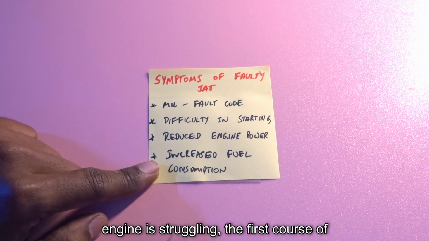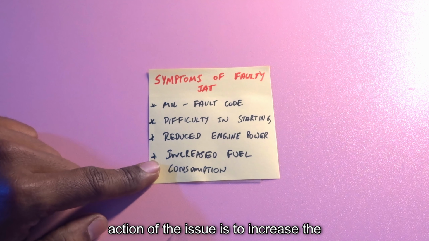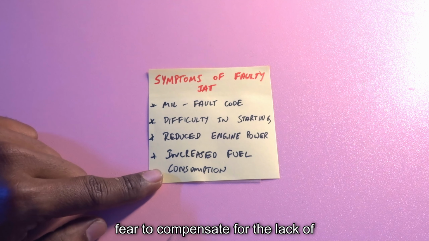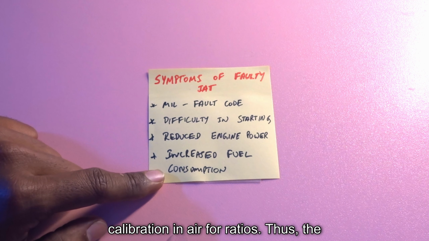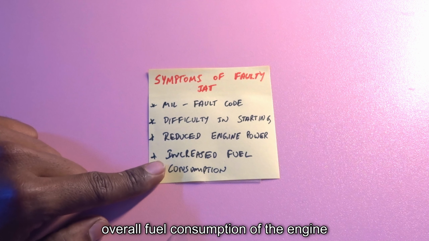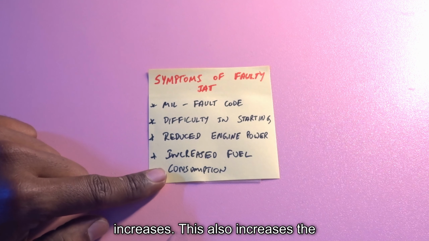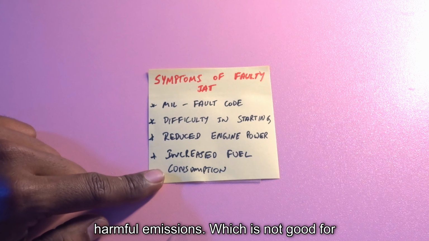This is because whenever the engine is struggling, the first course of action of the ECU is to increase the fuel to compensate for the lack of calibration in AFR ratios. Thus, the overall fuel consumption of the engine increases. This also increases the harmful emissions, which is not good for the environment.